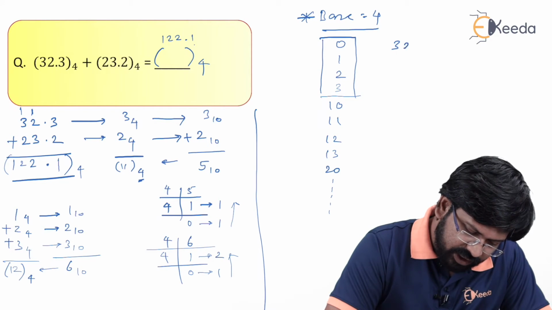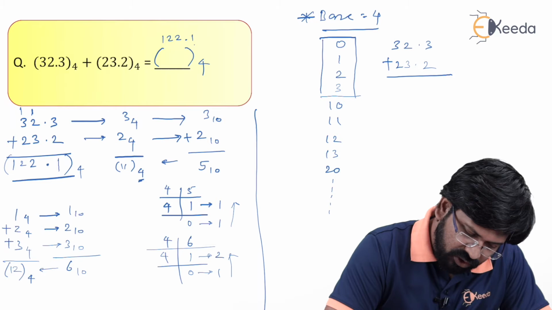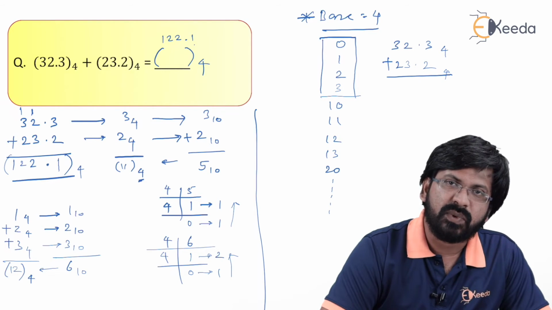I'll write that sum again, 32.3 plus 23.2. All of them were having base as 4.